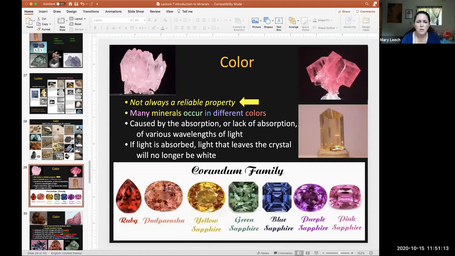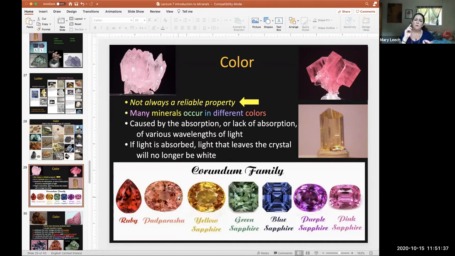Color is not a reliable property. I put a big arrow there because that's important. It is not reliable. I'm gonna ask you this question on an exam, I promise. You can't trust color to identify the minerals. Period.